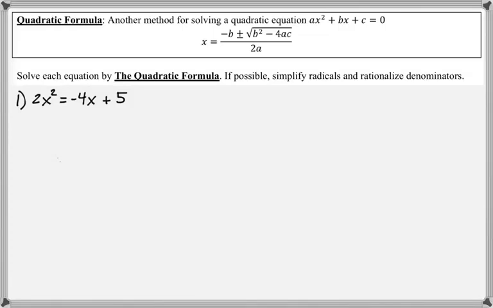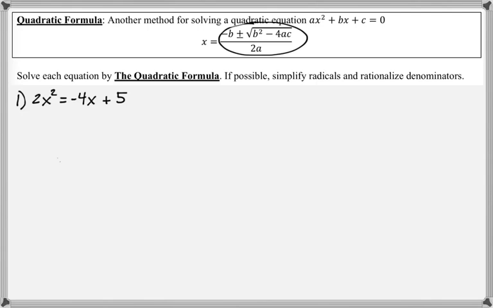Our last method for solving quadratic equations is the quadratic formula. My first step is I want to get everything onto one side and 0 on the other. Then I want to take the coefficients of my x squared, my x, and my constant and plug them into this formula. And that's going to get me my two answers.